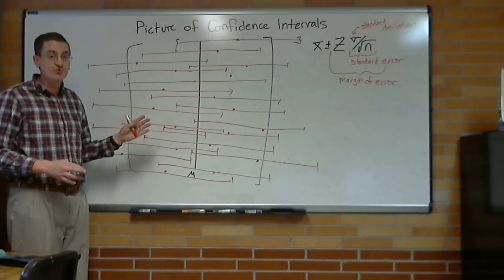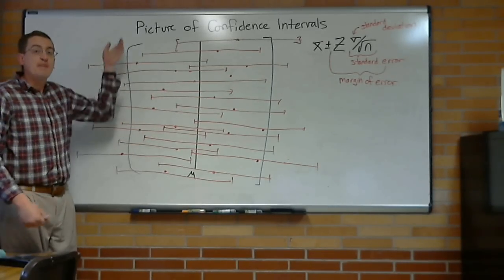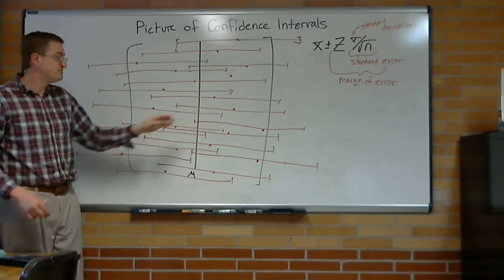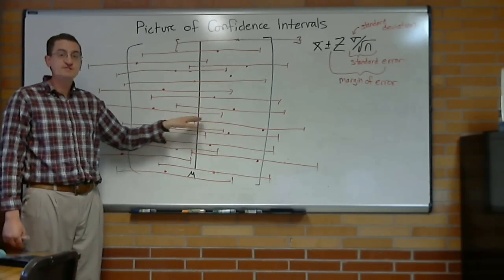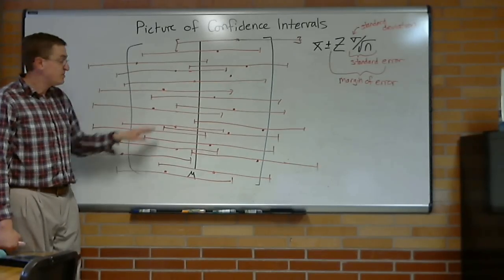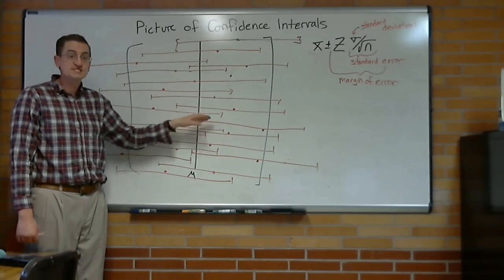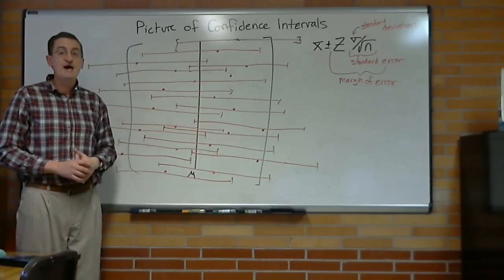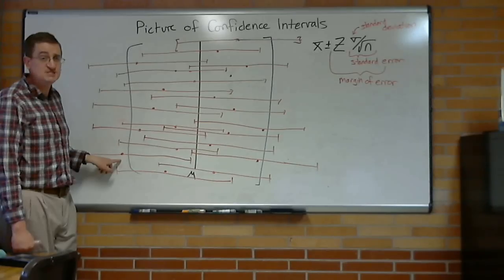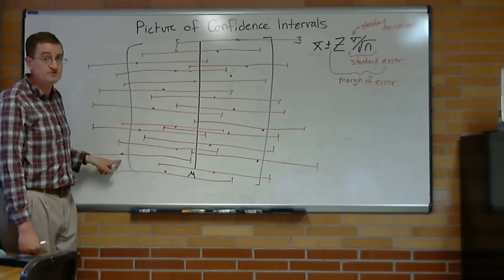Why is this picture important? Because I need you to understand, the method works 95% of the time, but after you've done it, either the confidence interval did capture mu or it did not. Before you do it, the chance that it will not capture mu has probability. After you do it, there's no probability. This is done. It did not capture mu.